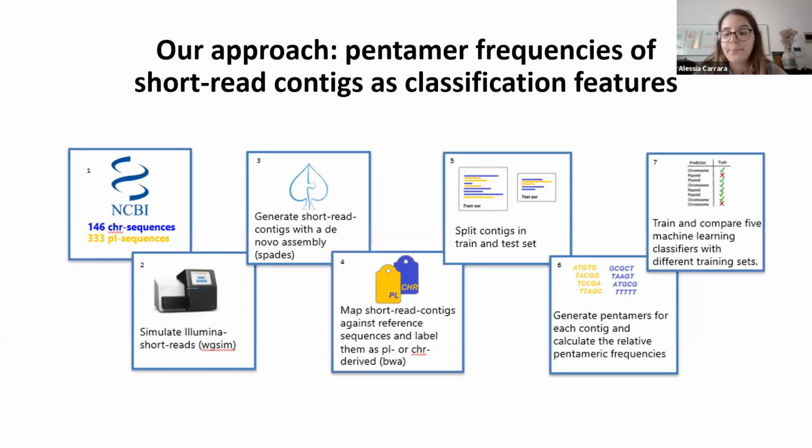So the features that we used were the pentameric frequencies of short-read contigs. Here, as you can see, all the steps of the approach we use are summarized, and now I will explain them one by one.